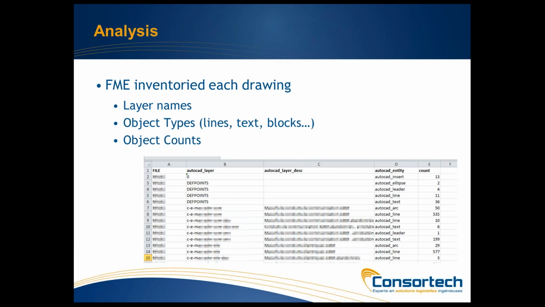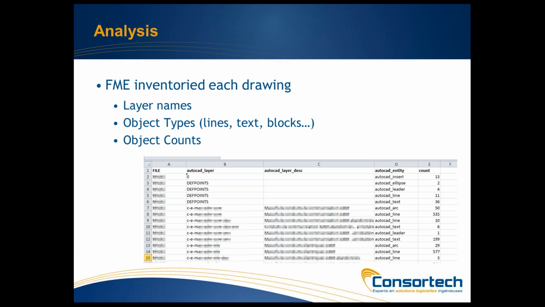So in the analysis phase, FME inventoried each drawing. We used FME to pull out what the layer names were, what kind of objects were on each layer, how many there were, and what types they were: lines, text, blocks. We produced Excel spreadsheets, and this is where the users see, hey, wait a second, we have this extra layer we didn't realize was in there, or oh, there's a typo in that layer name, because eventually the layer names themselves will serve to feed the attributes to start the system.